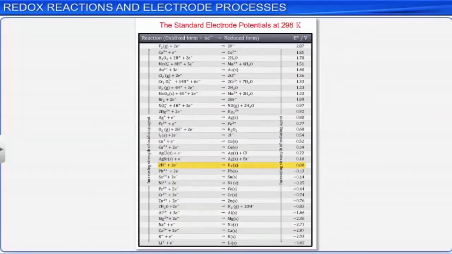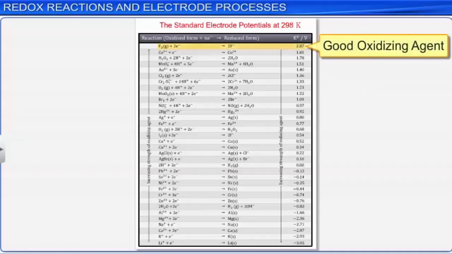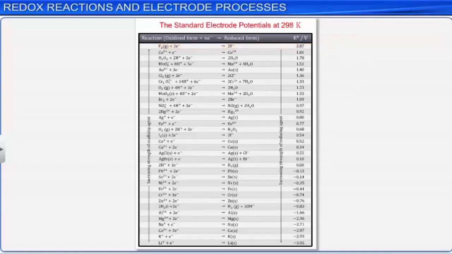A metal with a higher standard reduction potential can be easily reduced, and hence is a better oxidizing agent. For example, fluorine has a standard electrode potential of plus 2.87 volts, while lithium has a standard potential of minus 3.05 volts. Thus, fluorine reduces easily and is the strongest oxidizing agent. On the other hand, lithium undergoes oxidation and is the strongest reducing agent.